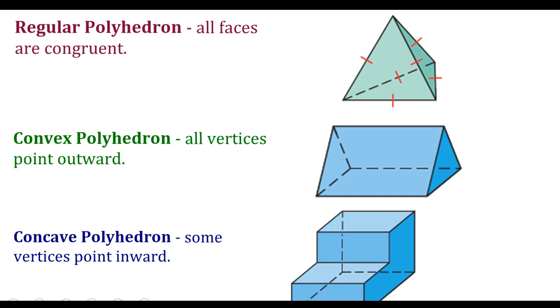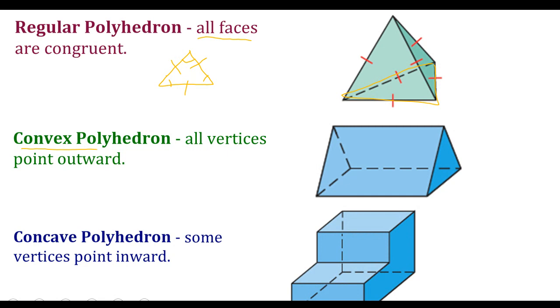Here's some more definitions. A regular polyhedron has all faces that are congruent. So we would say that a regular triangle has everything that is the same: angles, sides. And so it's saying that all the faces are also the same, equilateral, that kind of nature. So that would be a regular polyhedron, a triangular regular polyhedron.